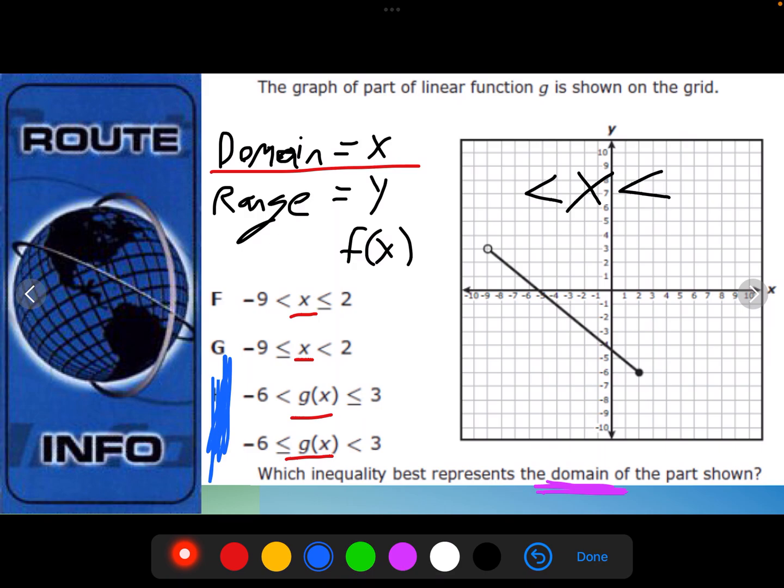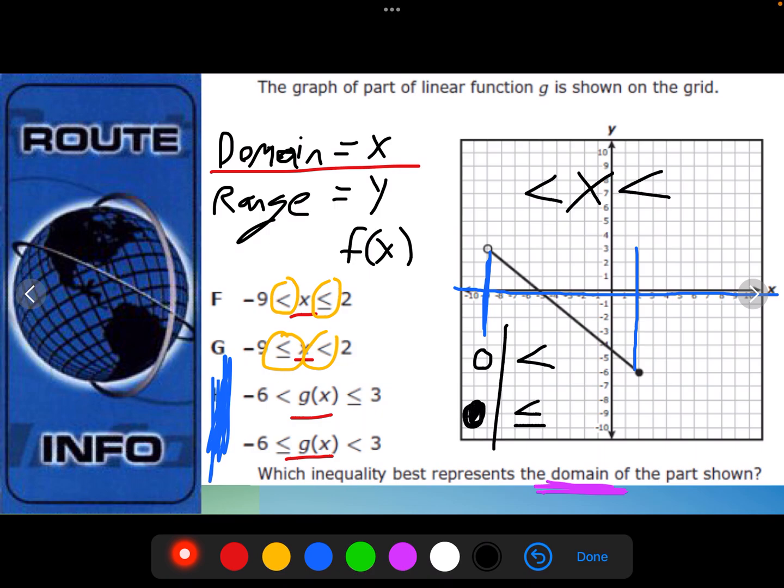So, domain is left to right. The good thing is we already eliminated two of our choices, and these have the same exact answers. The main difference is whether it's these two signs or these two signs. At -9, x is -9, we have an open circle. Remember, an open circle means you use less than. A closed circle, we use less than or equal to. Because that is open, we should have a less than sign. At 2, it's closed, so we use this sign. So the correct answer is F.